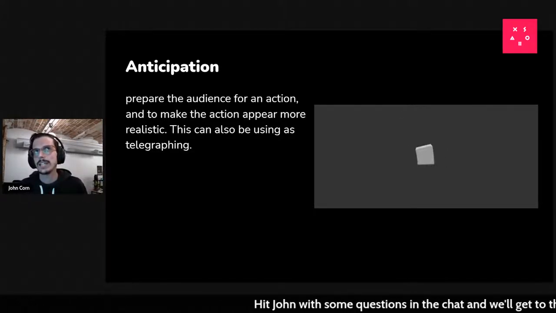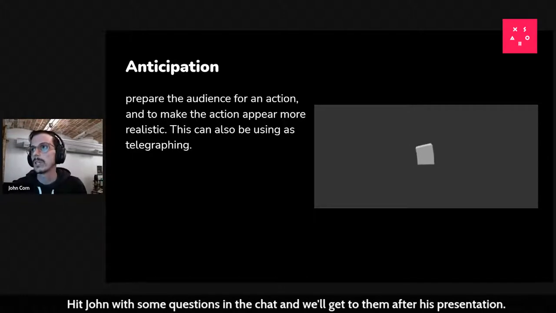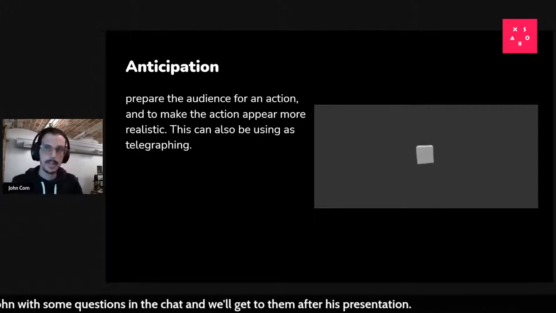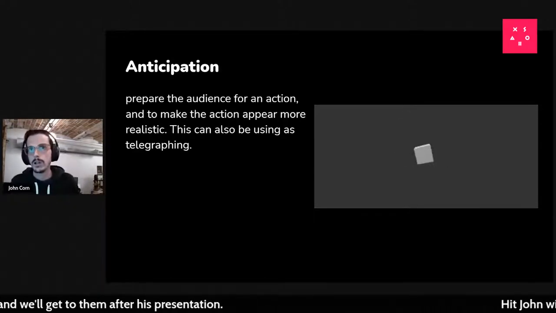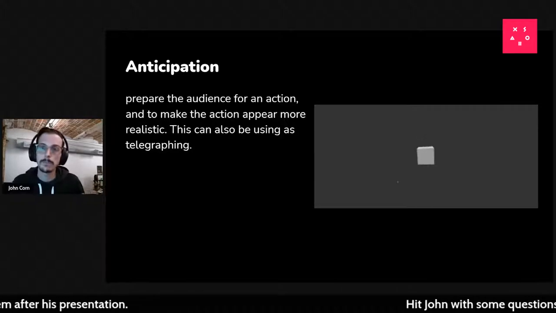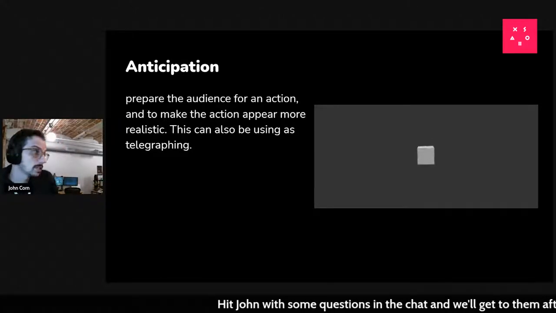What anticipation does, other than telegraphing, is it's the buildup of force before you're actually able to do an action. No one just stands straight up and jumps, right? They bend their knees and then jump because they have to build up the force to do that. So that's anticipation.